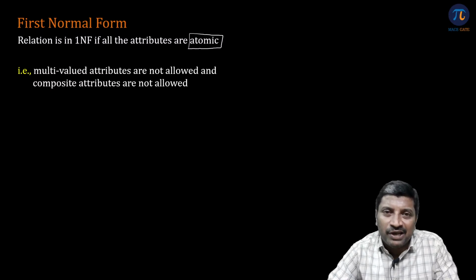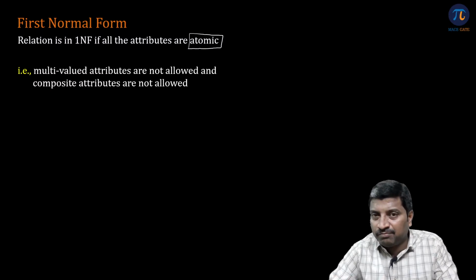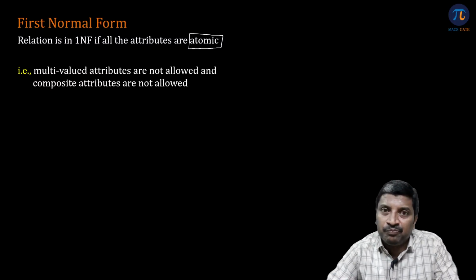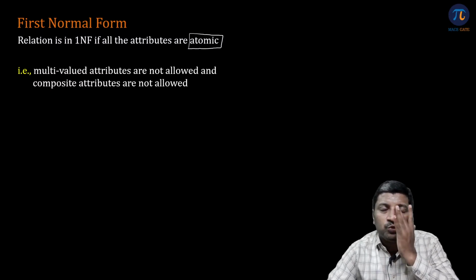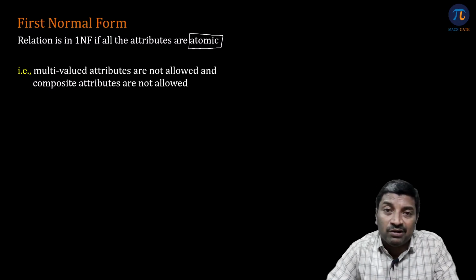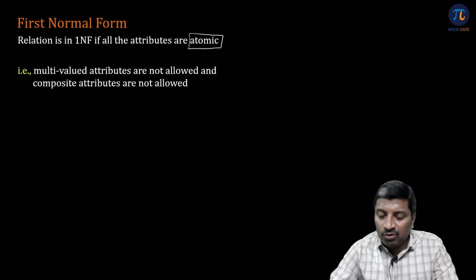Then what is a composite attribute? A composite attribute is one that can be divided further. For example, a name can be divided into first name, last name and surname. So these two types of attributes are not allowed in first normal form. If I try to create a relation with these two types of attributes, the DBMS will not accept it, meaning those tables will not be created. So how do we handle it?